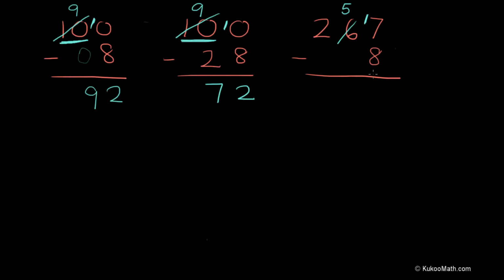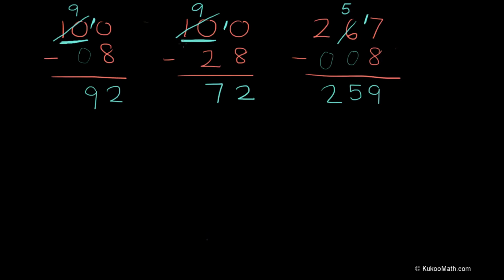17 minus 8 in the ones column is equal to 9. There's an invisible 0 here, so 5 minus 0 is equal to 5. Another invisible 0 here means that 2 minus 0 is equal to 2. So the answer is 259.